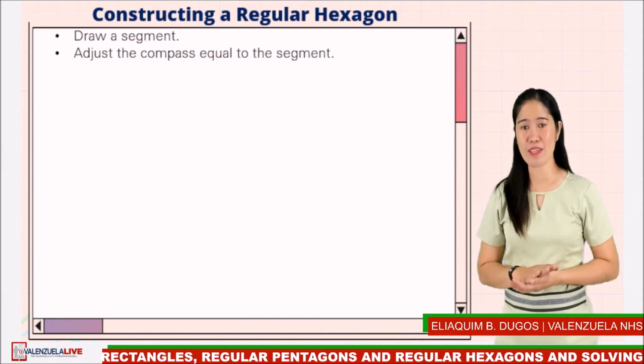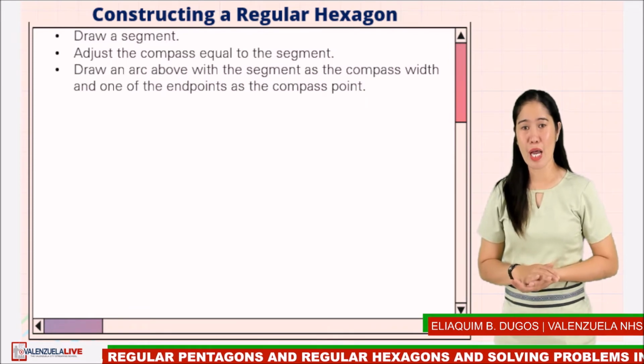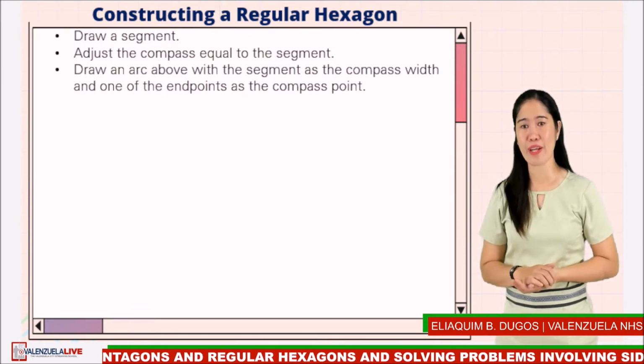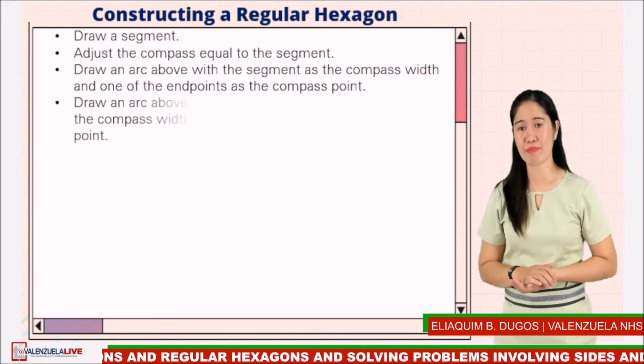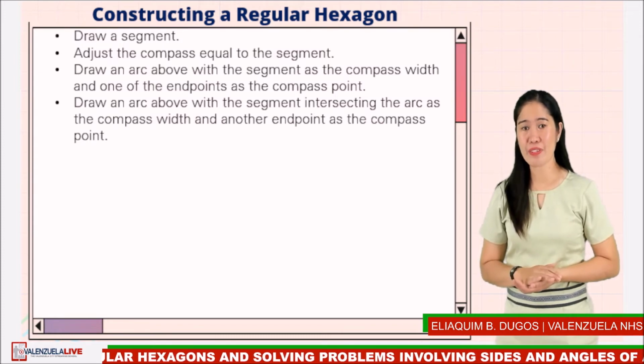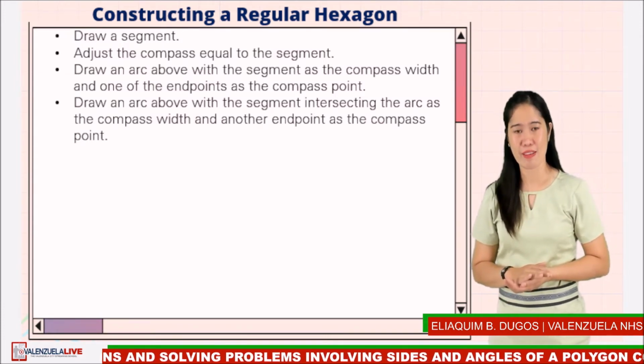Adjust the compass equal to the segment. Draw an arc above with the segment as the compass width and one of the endpoints as the compass point. Draw an arc above with the segment, intersecting the arc, as the compass width and another endpoint as the compass point.